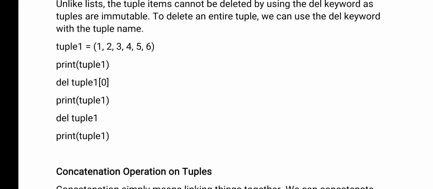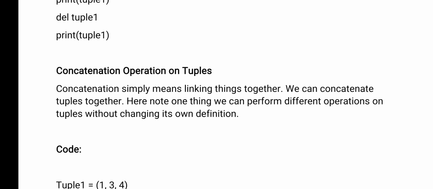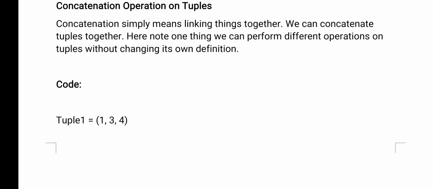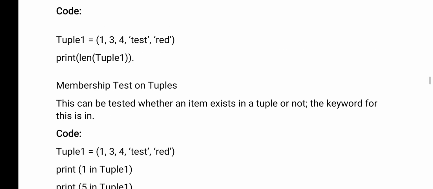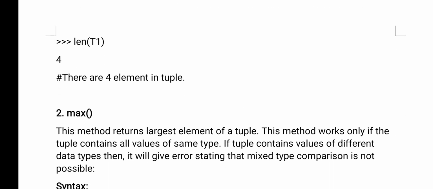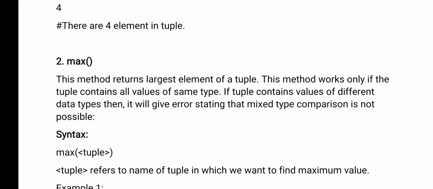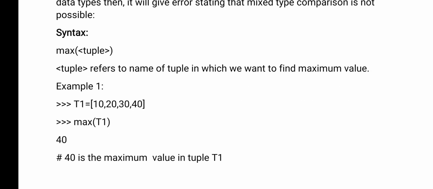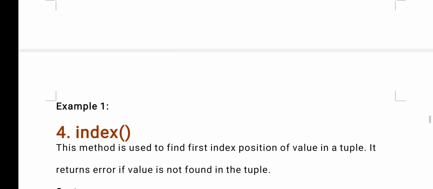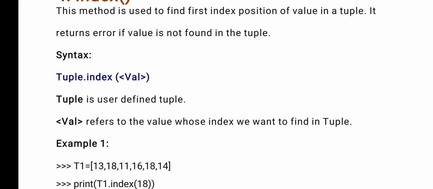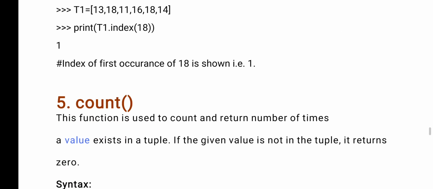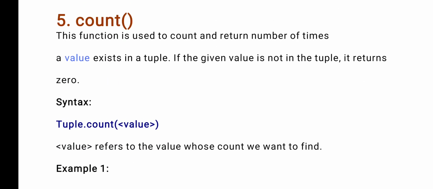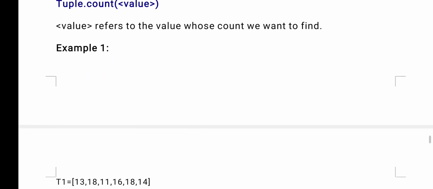If you want to delete any element from the tuple, you can delete by using the del function. Concatenation means joining two tuples. The len function is used to find the length. The max function is used to find the largest element in the tuple. The min function is used to find the least element in the tuple. Index is used to find the index value of a given element. Count is used to count the number of occurrences of a given element.